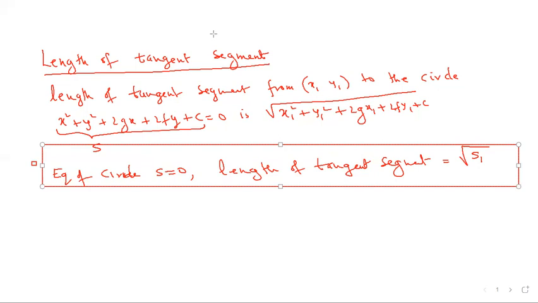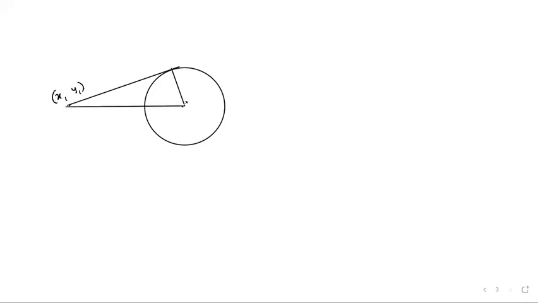Everybody fine? Write the proof of it. Can I change the page? Draw a circle. Draw the point (x1, y1). Draw the tangent. Mark the center. Join it. The points are denoted by P, T, and C.